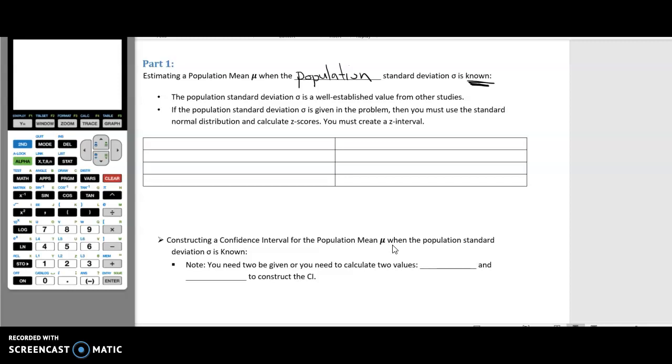So a lot of times you'll see the phrase, the population standard deviation is this, or the phrase that they will use is the standard deviation is known to be blank, right? When they say that, they're typically referring to that population standard deviation. So the population standard deviation is a well-established value that comes from other studies. If the population standard deviation is given in the problem, then you must use the standard normal distribution, and we're going to be calculating z-scores. So basically, we're going to be creating what we call a z-interval, right?